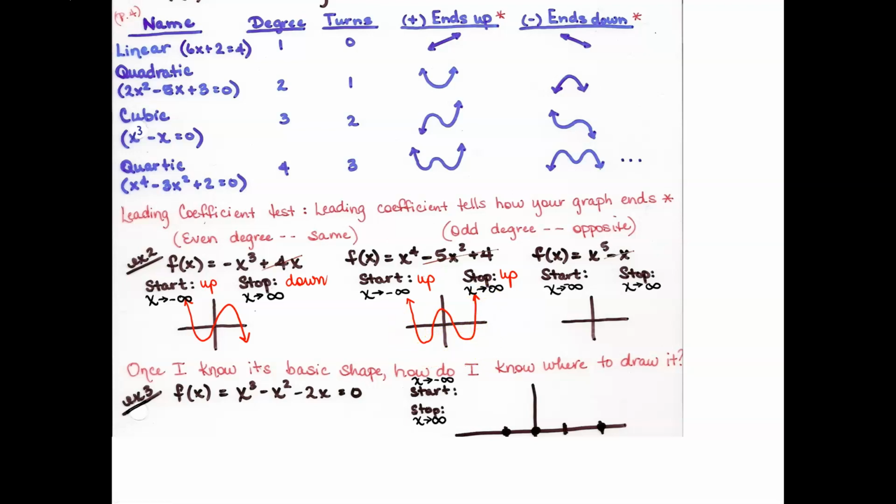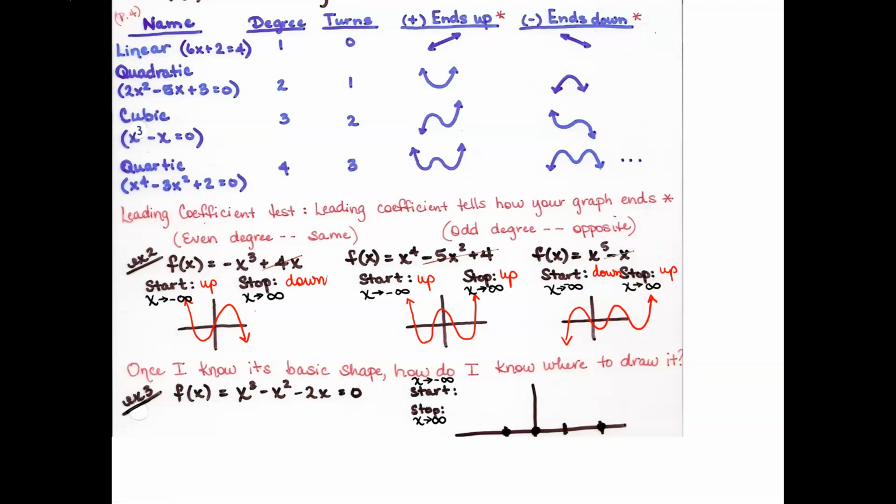All right, look at the next one. So for the next one, we've got positive x to the fifth. So how's that going to stop? All right, so if the leading coefficient is positive, that tells us how it's going to stop. Up. So it's going to stop up. And because it's odd, does it start and stop in the same direction or opposite directions? Opposite. So how's it going to start? Down. And then it should turn how many times? 4. Okay, so I'm going to start down. I'm going to turn 1, 2, 3, 4 times, and I'm going to stop going up.